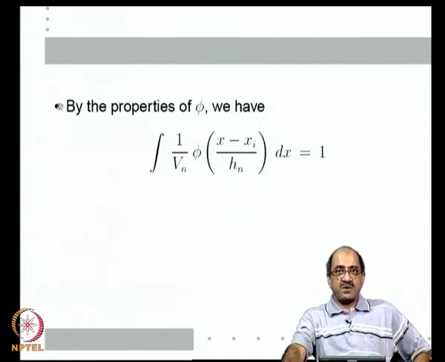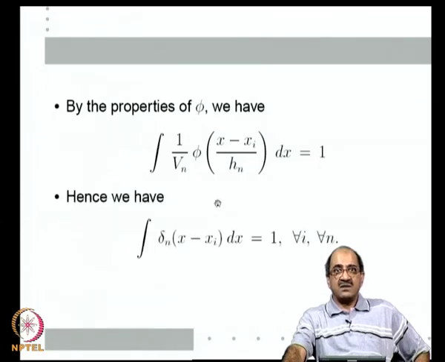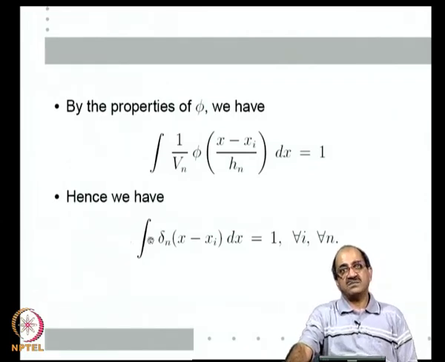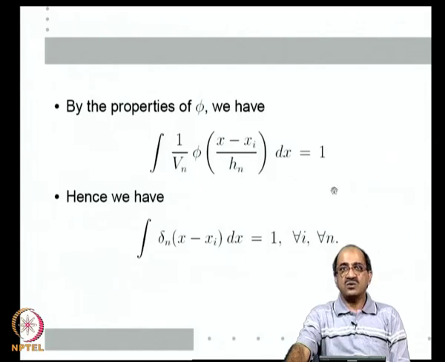Now, one more property of the delta function that we are getting is, we have defined V n to be this integral of phi of x minus x I by h. So, the integral of 1 by V n phi of x minus x I by h n dx is always 1, which means the integral of delta n of x minus x I dx is 1 for all I, all n. So, this is another property of delta function, which ensures that as n tends to infinity, this delta n converges to a true Dirac delta function.